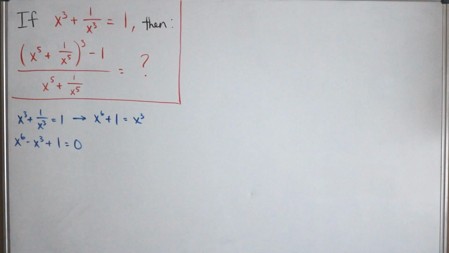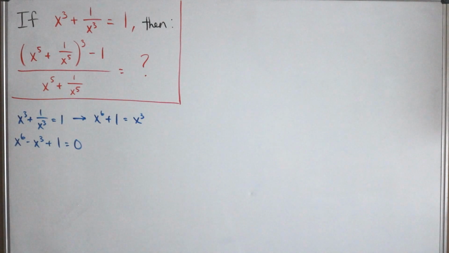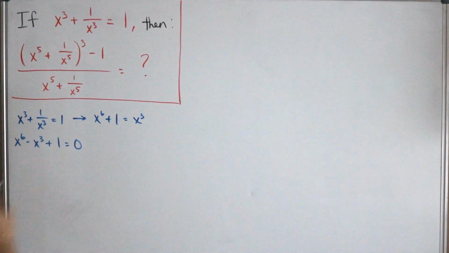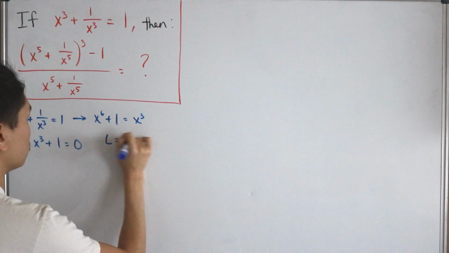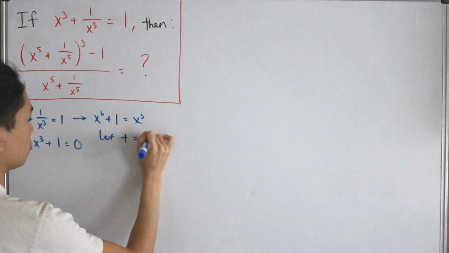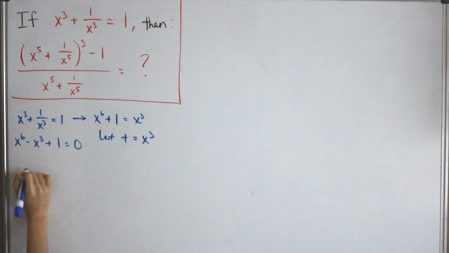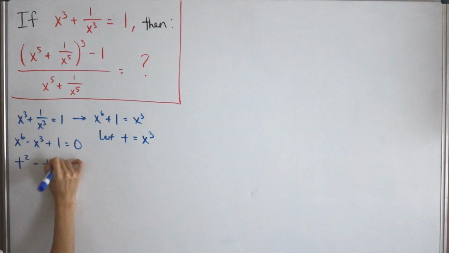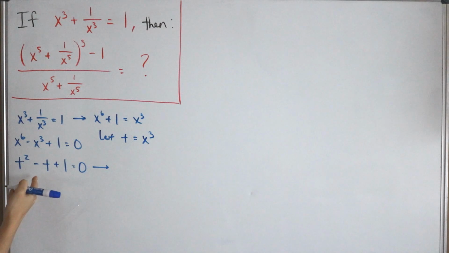If we want to, we can take the long way and factor all this out, but that'll take forever since we have degree 6, so we're going to be here all day. Another way, let's take a shortcut and do a substitution. Let t equal x cubed. With this in mind, I now have t squared minus t plus 1 equals 0. That looks a little bit easier to factor.